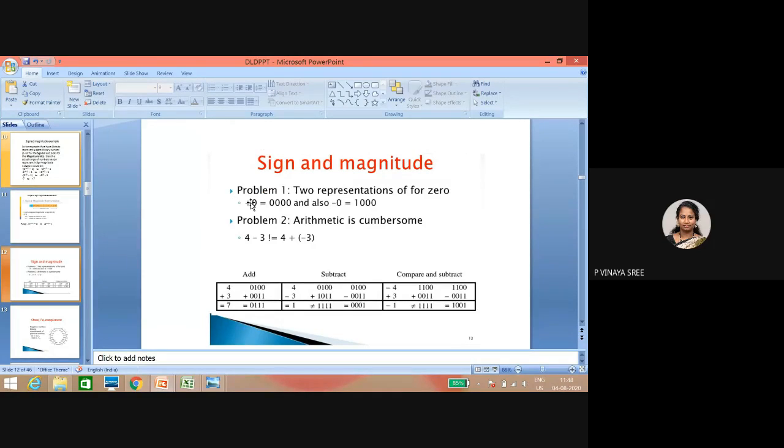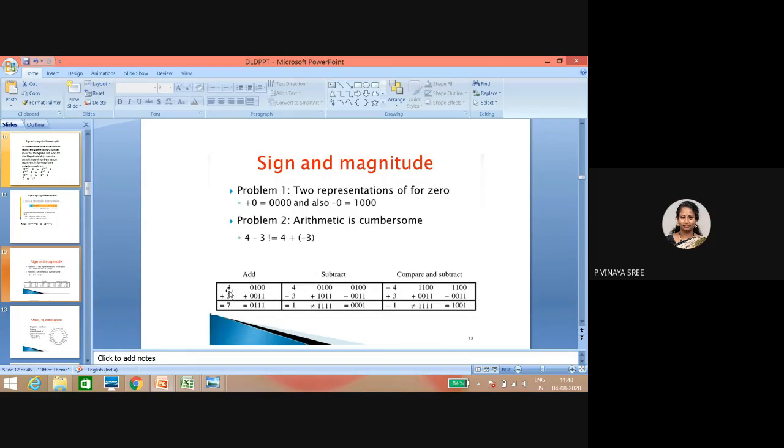We are not implementing signed magnitude representation in any system for subtraction operations. Why? See here, the first problem is two representations for 0. For plus 0, we have 0 0 0 0, and for minus 0 we have 1 0 0 0. In ones and twos complement, we converted subtraction to addition with the help of complementing the negative number. Here, if we see the signed magnitude representation, we will check whether it is working or not.